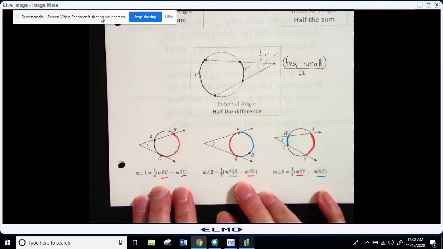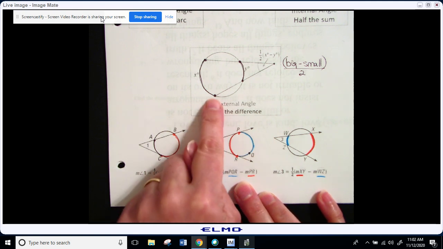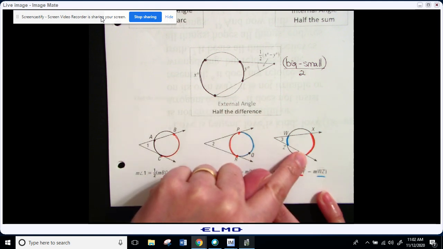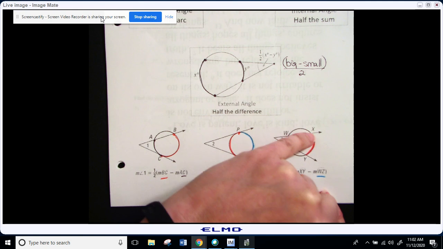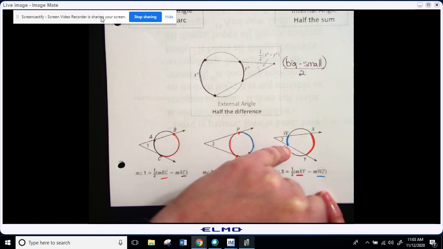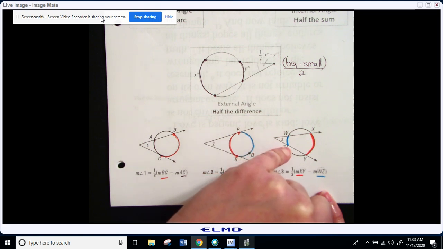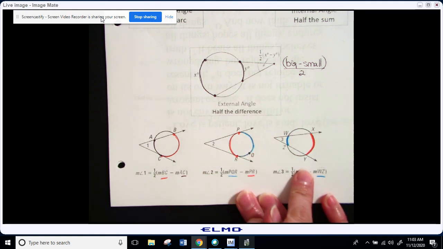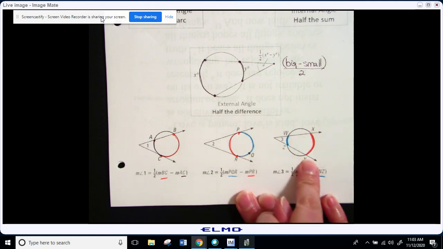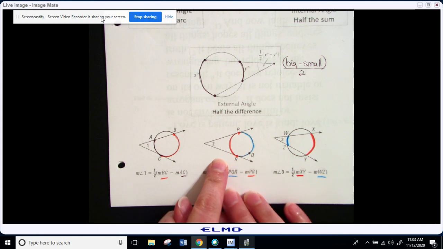So we can have an exterior angle like the one formed up here. That's this picture here where you have a large arc minus a small arc divided by 2. Well, those large and small arcs can be formed differently. See how this one actually is formed by 2 secants. This is formed by 2 tangents.